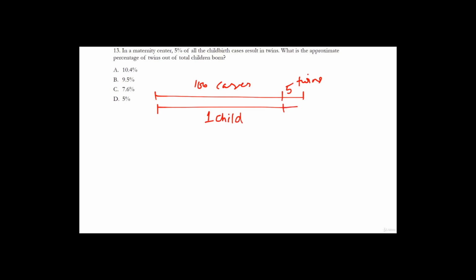In a maternity center, 5% of all childbirth cases results in twins. What is the approximate percentage of twins out of total children born? So out of 100 cases, let us say 5 were twins. Which means in 95 cases one child was born, and in 5 cases 2 children were born, which means here we have 10 children. So totally 95 children plus 10 children, which means total out of 105 children, 10 children were twins. So the percentage is 10 by 105 into 100, which will approximately give 9.5%.